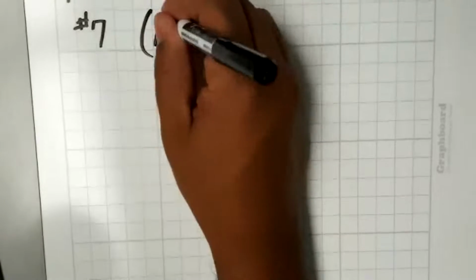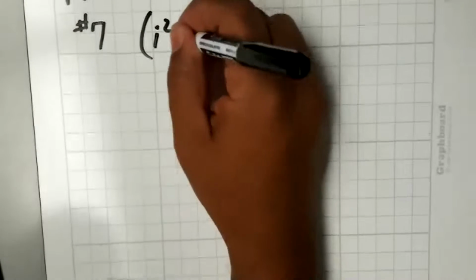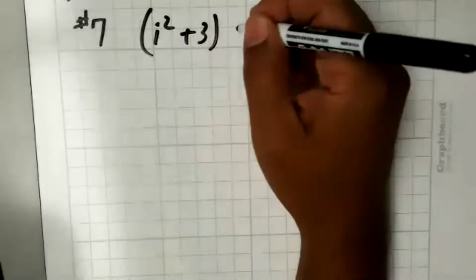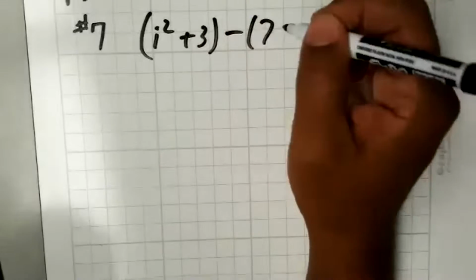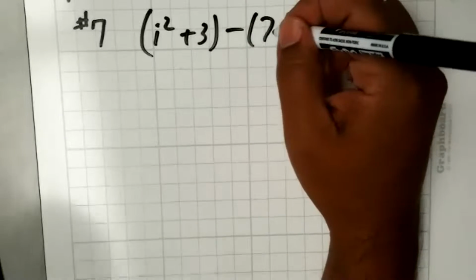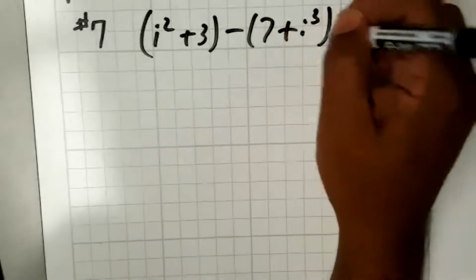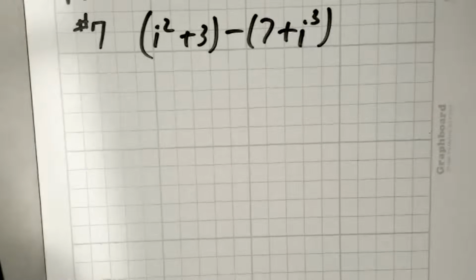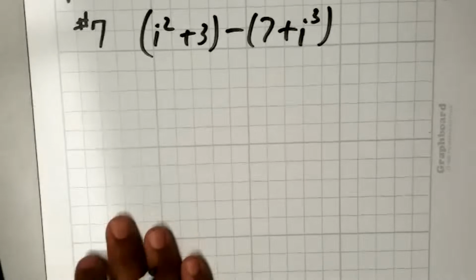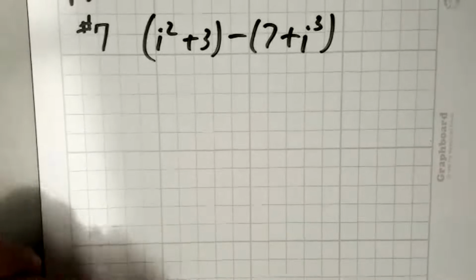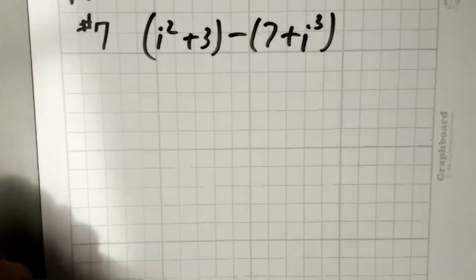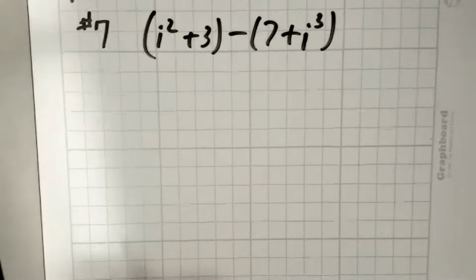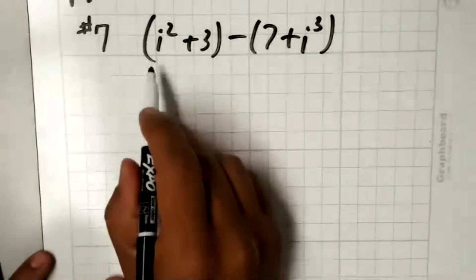So we got i squared plus 3 minus 7 plus i cubed. Right. And it says to write this in standard form, a plus bi. So let's see, some things we could do here.